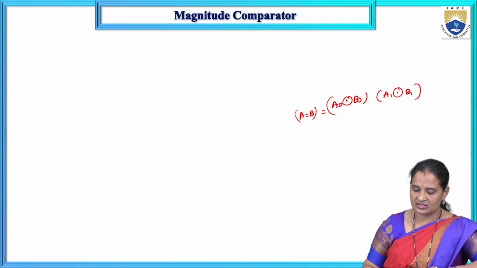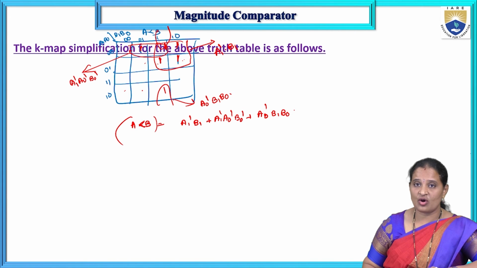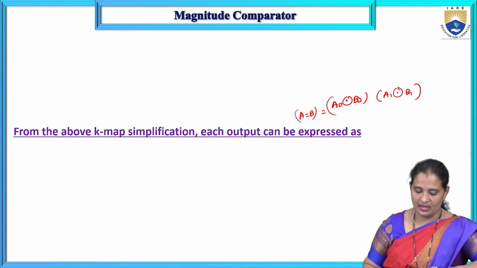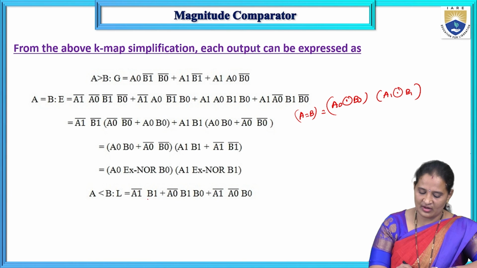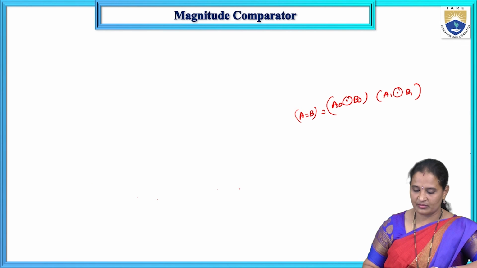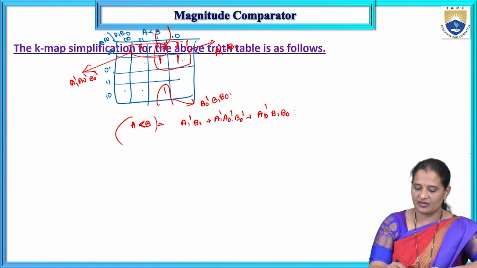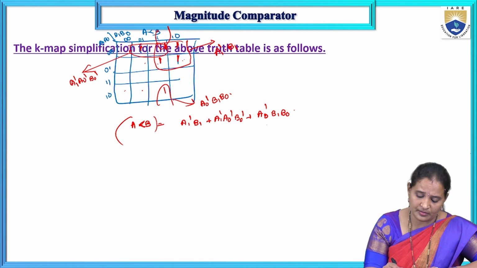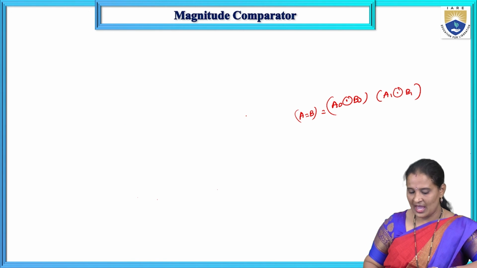If you look at this, A less than B: A1 complement B1, A0 complement B1 B0, A1 complement A0 complement B0, A1 complement B1 B0, A1 complement A0 complement B0. Okay, so that is the answer.